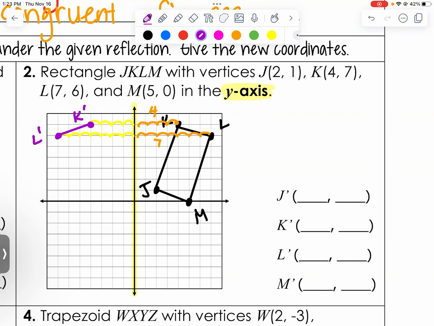Can you imagine what the rest of the rectangle is going to look like? Kind of where it's going to go? Okay. Caesar, how far away is J from the y-axis? Let's count together. 2. So we need to go 2 on the other side for our new J. Okay. And then how far away is M? 5. 1, 2, 3, 4, 5.